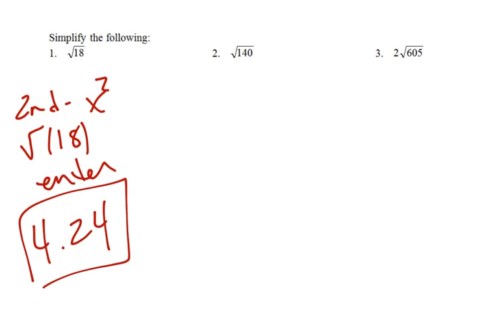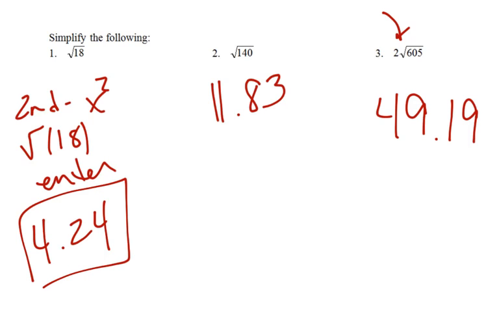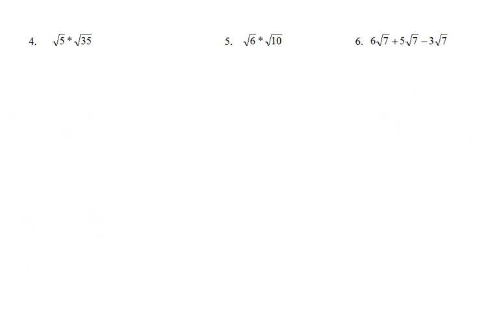So if you were going to do the square root of 140, you would do second x squared, it opens the parentheses for you, 140, close parentheses, enter, round it to 2 decimal places, this one would be 11.83. Number 3 is different in that you have a number in front. You're simply going to type the 2 before you do second x squared. Type 605, close parentheses, enter, 49.19. Calculator's doing all the work for us at this point.